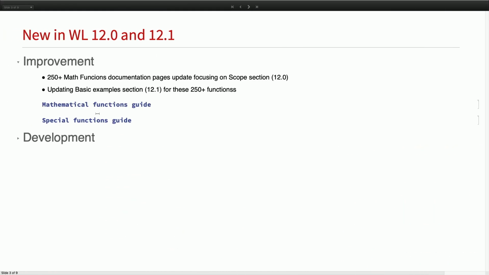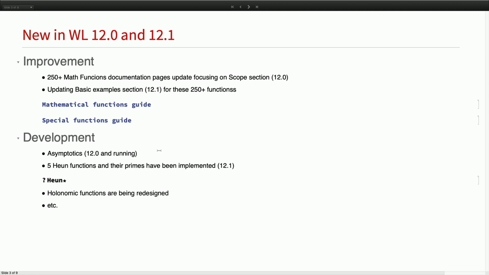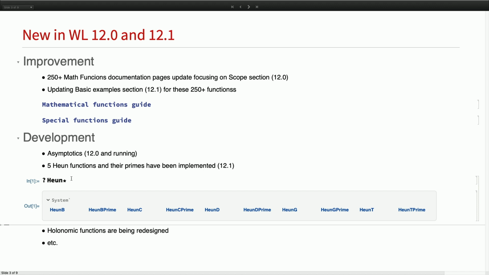The second direction is, of course, the development direction. Here we have a very big development in the asymptotics part. 5 new Heun functions with their primes have been implemented in 12.1, so they will appear soon. They are documented and tested. In fact, there are 10 functions, 5 standing for the Heun functions themselves and 5 for their primes. We are also now working on holonomic functions. We are redesigning the algorithms for the holonomic functions, and they will appear afterward.